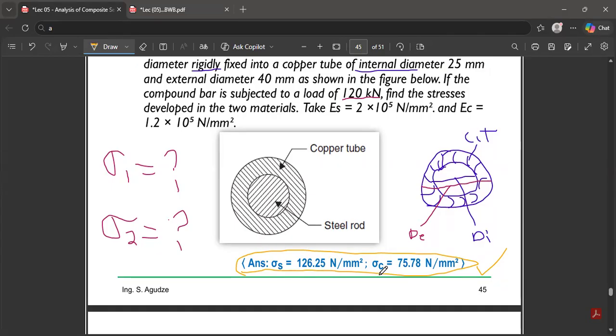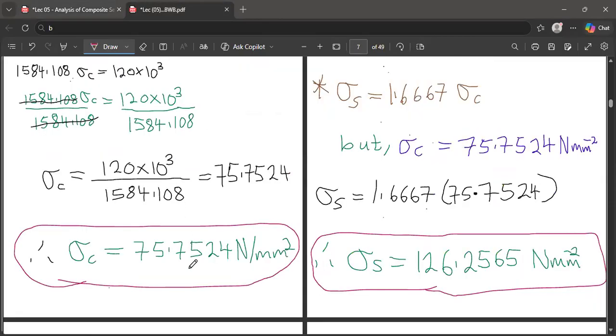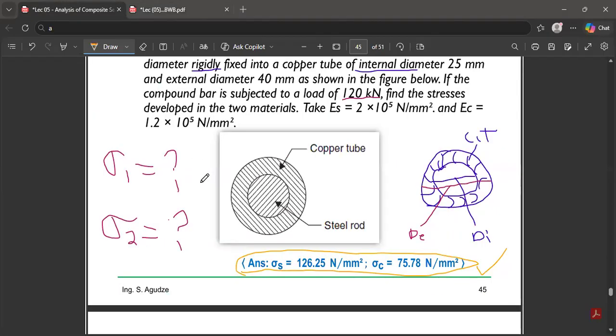Also, for the stress in the hollow copper tube, we are supposed to get 75.78 Newton per millimeter squared, but we further had 75.7524 Newton per millimeter squared, and it is equal to the standard value. We say accuracy is the closeness of a result to the standard value.